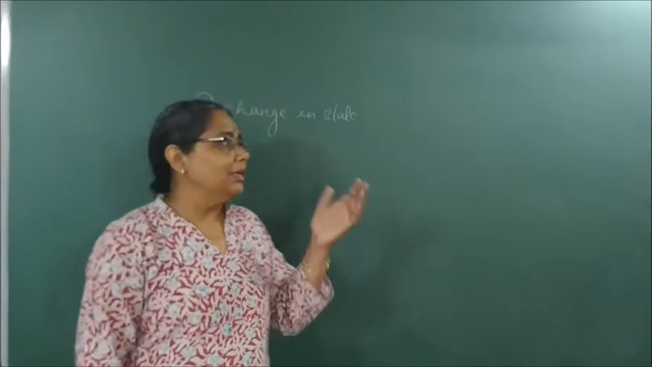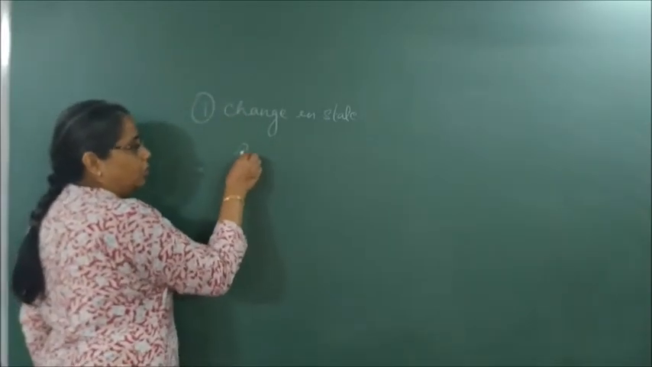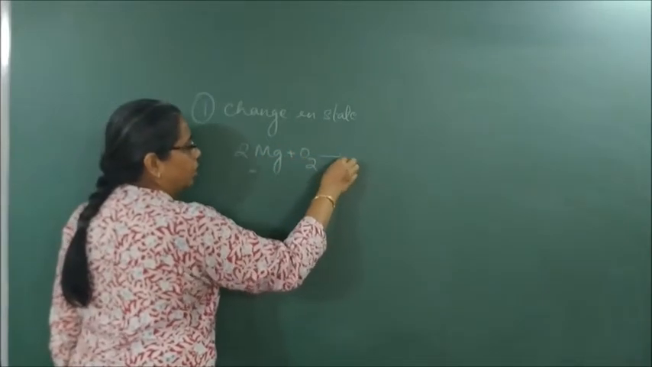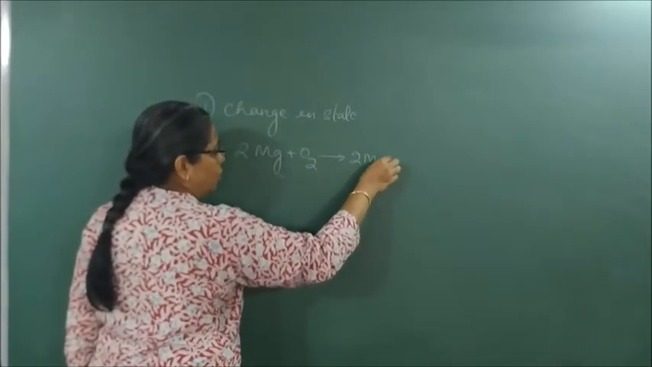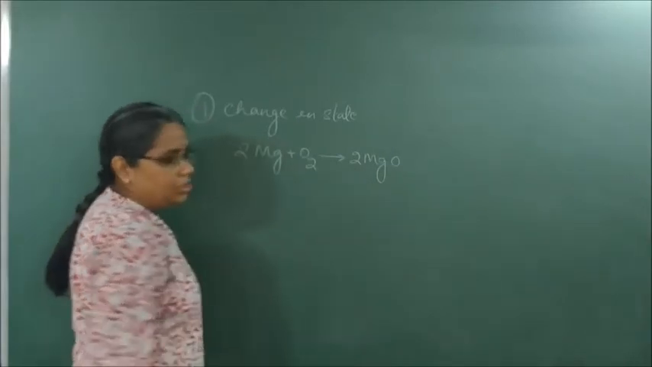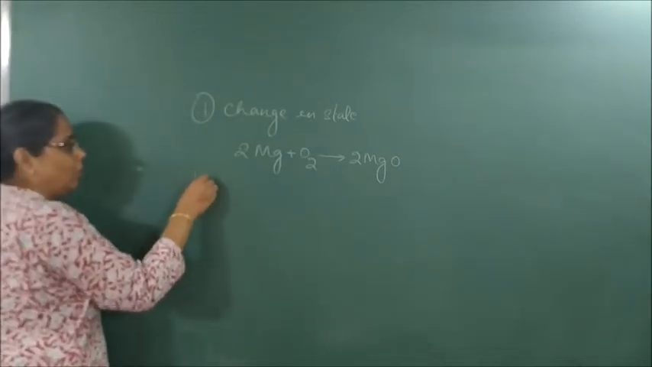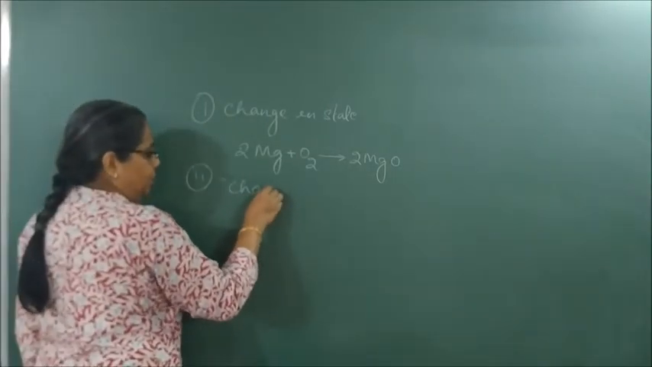So you find that there is a change in state. 2 Mg plus O2 gives what? 2 MgO. So this is our first condition, that whenever a chemical reaction has taken place, there will be a change in state. Second will be what? Change in temperature.